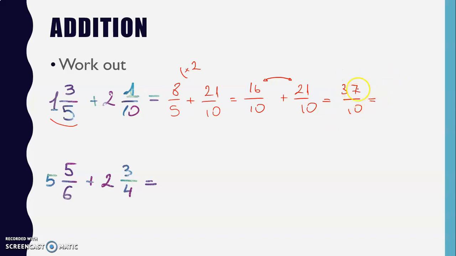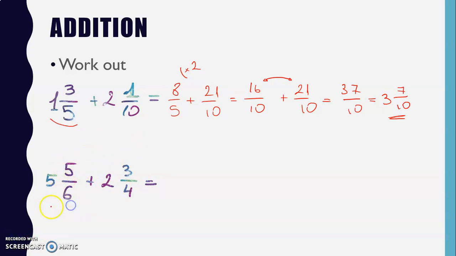To do that we simply divide 37 by 10. That's 3 times. 3 times 10 is 30, so there is a remainder of 7. So we write 7 over 10 and that's our answer. Now let's go ahead and do the next one.